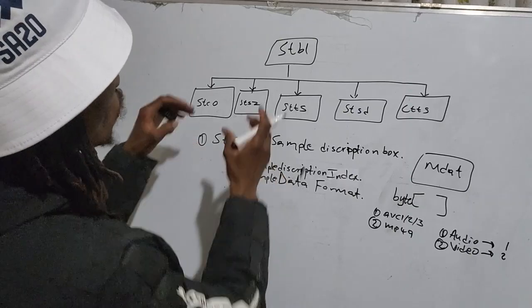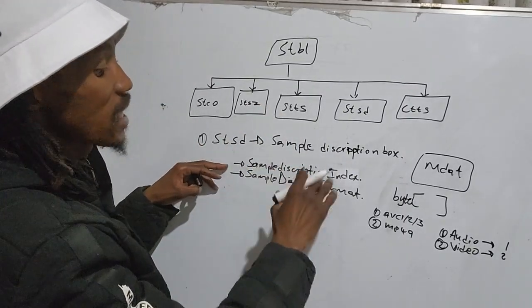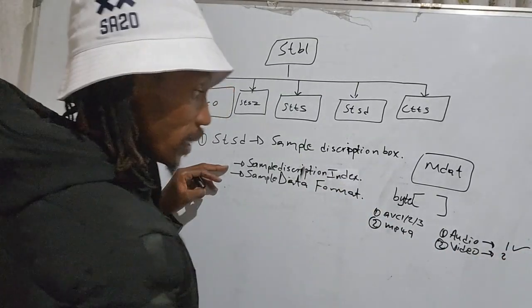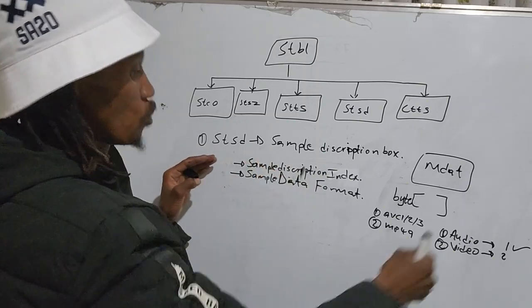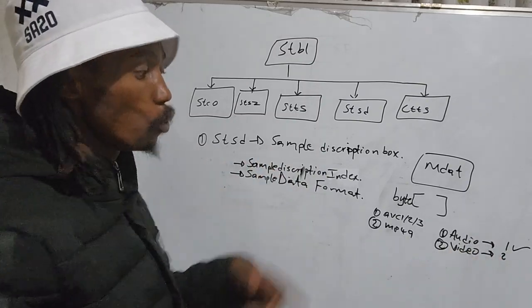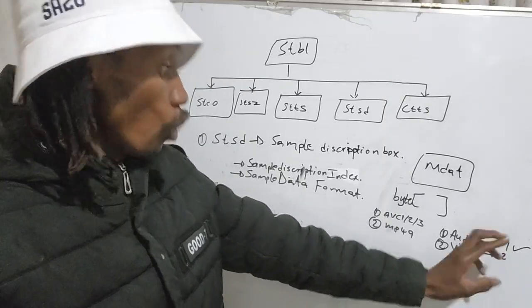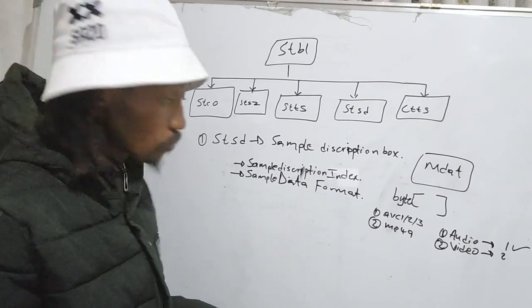So when you get information out of this box, all the samples of audio will be assigned 1. Every time you look at the sample description index and you see audio, you know that, okay, I'm looking at audio, you know that by an index. Does that make sense? Cool.